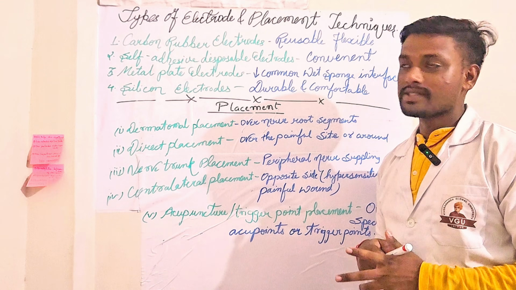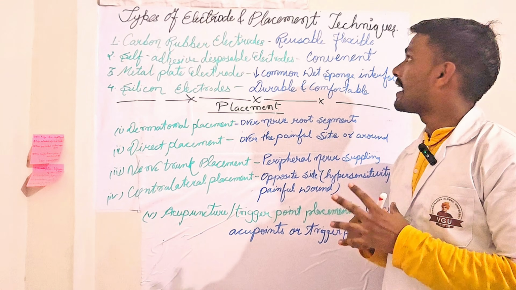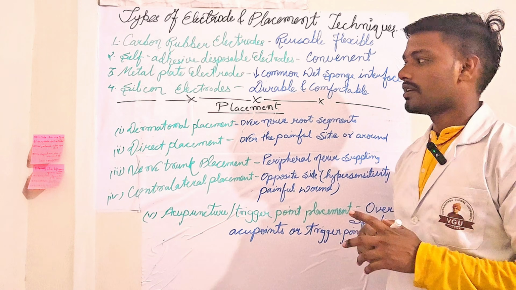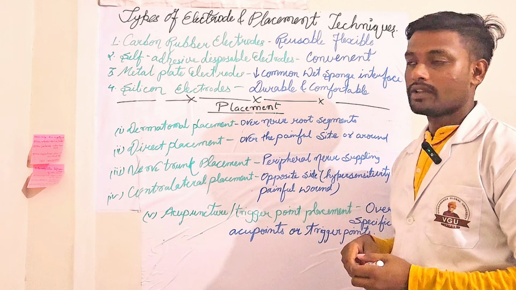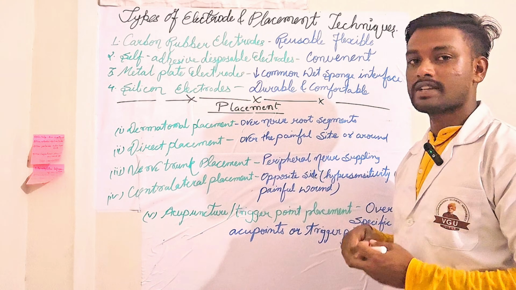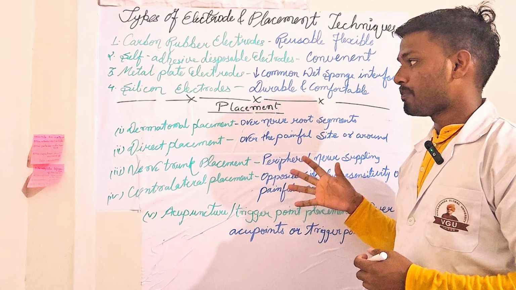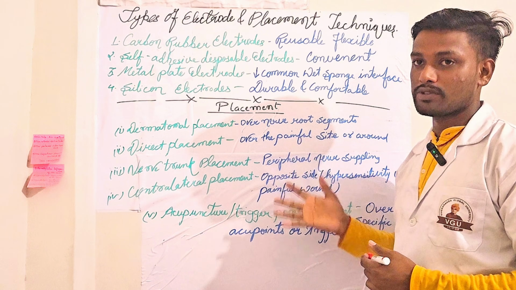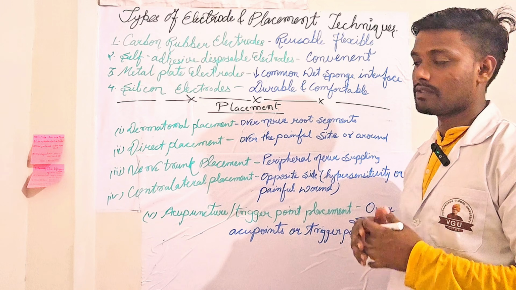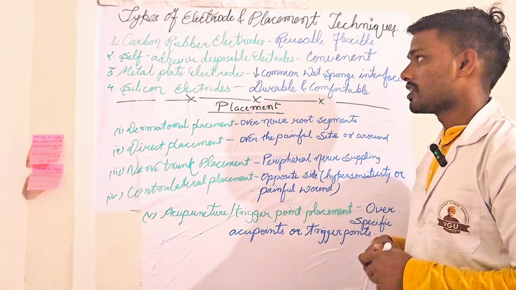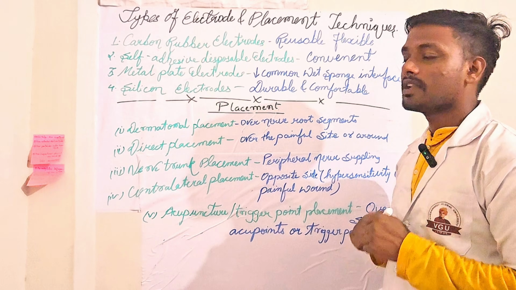So our next topic is types of electrode placement and techniques in TENS. So what were the types? There are 4 types and 5 techniques. We can apply the pads over the nerve root dermatomal region during the pain of a particular patient of different conditions. So the first type is carbon rubber electrode plates.